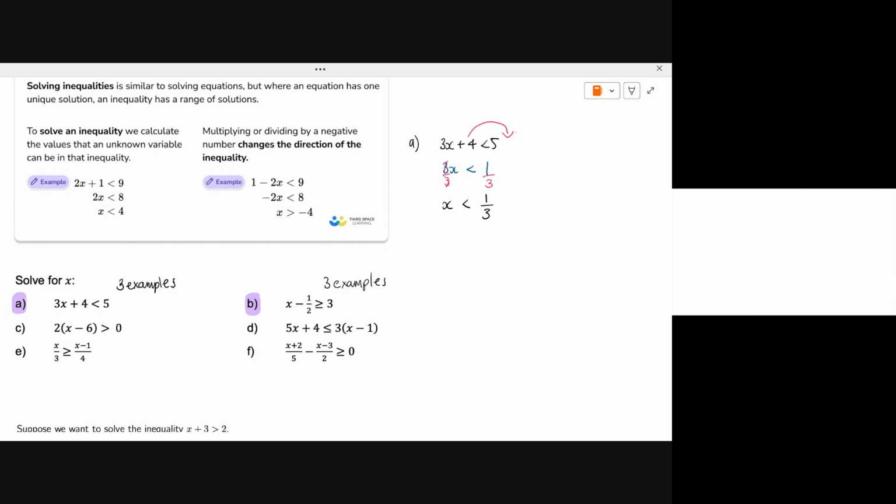Okay, anybody got examples for me? Which numbers are less than a third? I'm going to give you one. My first example, Example 1: a quarter. A quarter is less than a third. Anyone else got one?